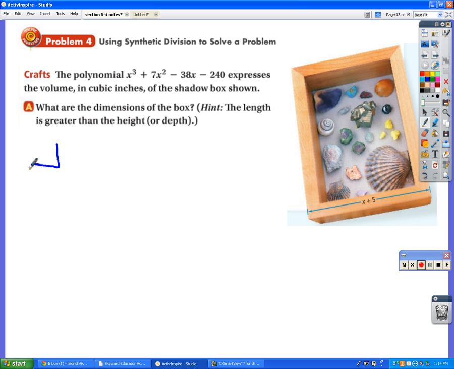Okay? What goes in the box? Negative 5. And then my polynomial is 1x cubed, 7x squared, negative 38, and negative 240.